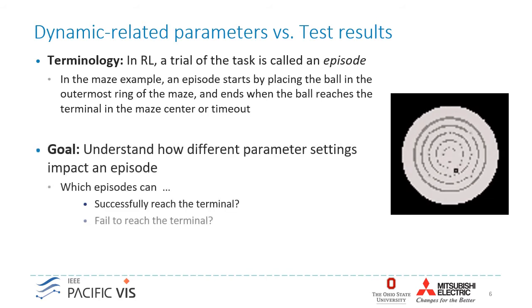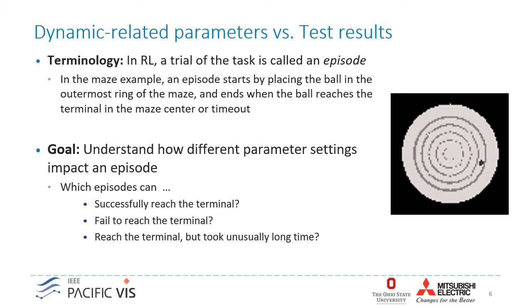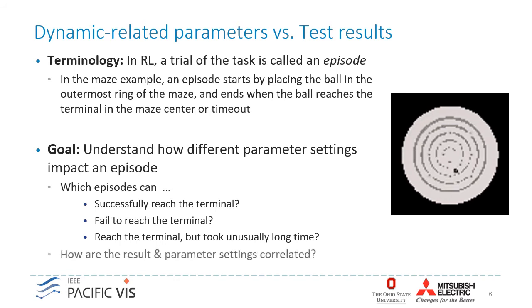In other words, we want to understand how different parameter settings can impact an episode. Given a combination of parameter values, did an episode successfully complete a task? Did it fail? Or did it take a much longer time than usual to complete a task? In other words, is there any correlation between the end result of the episodes and the parameters?